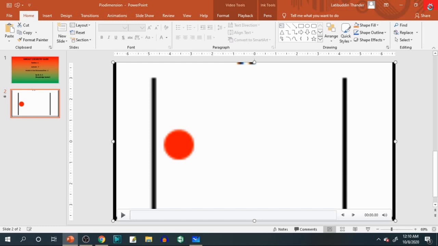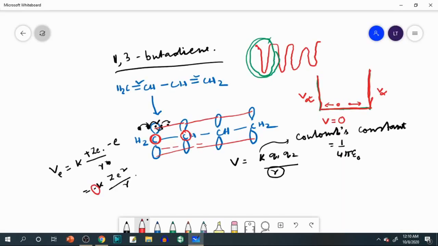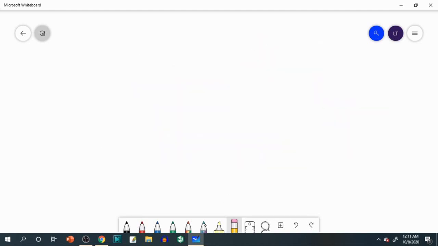Okay, now again come to our problem. So this is the particle in one dimensional box. I am clearing the whole canvas. It is not working, I don't know why. Okay, it will take some time. Okay, so let's start afresh.